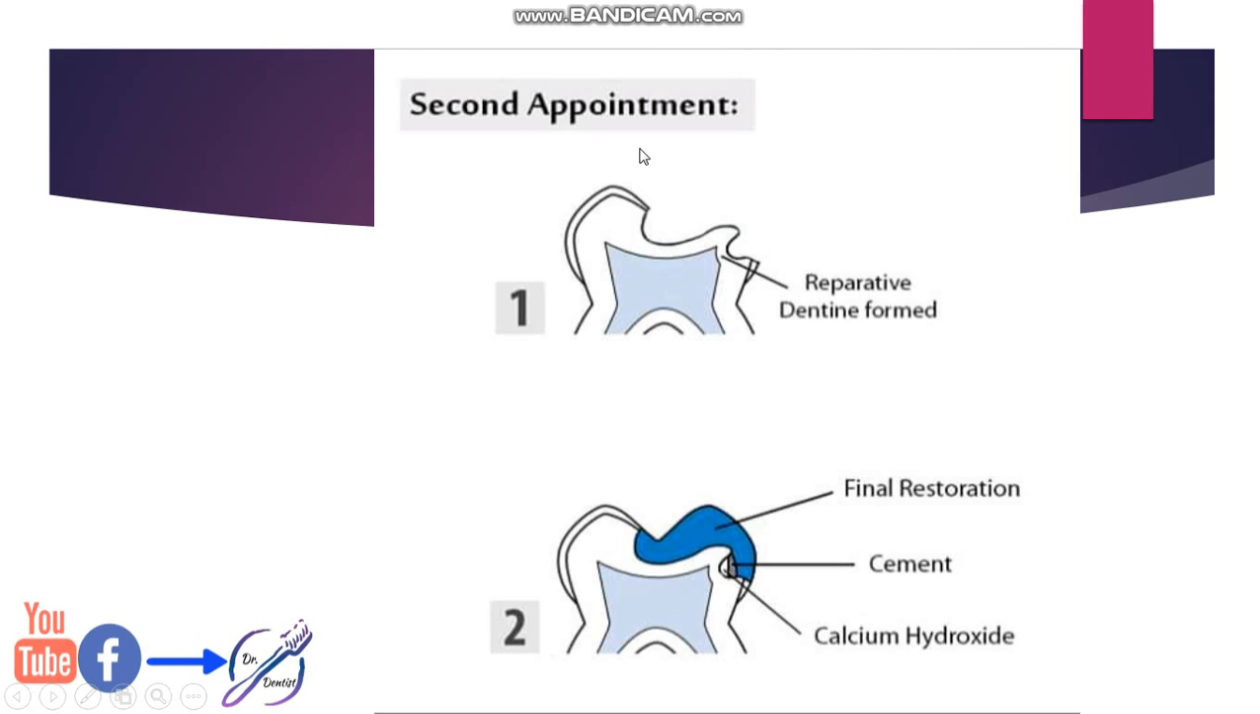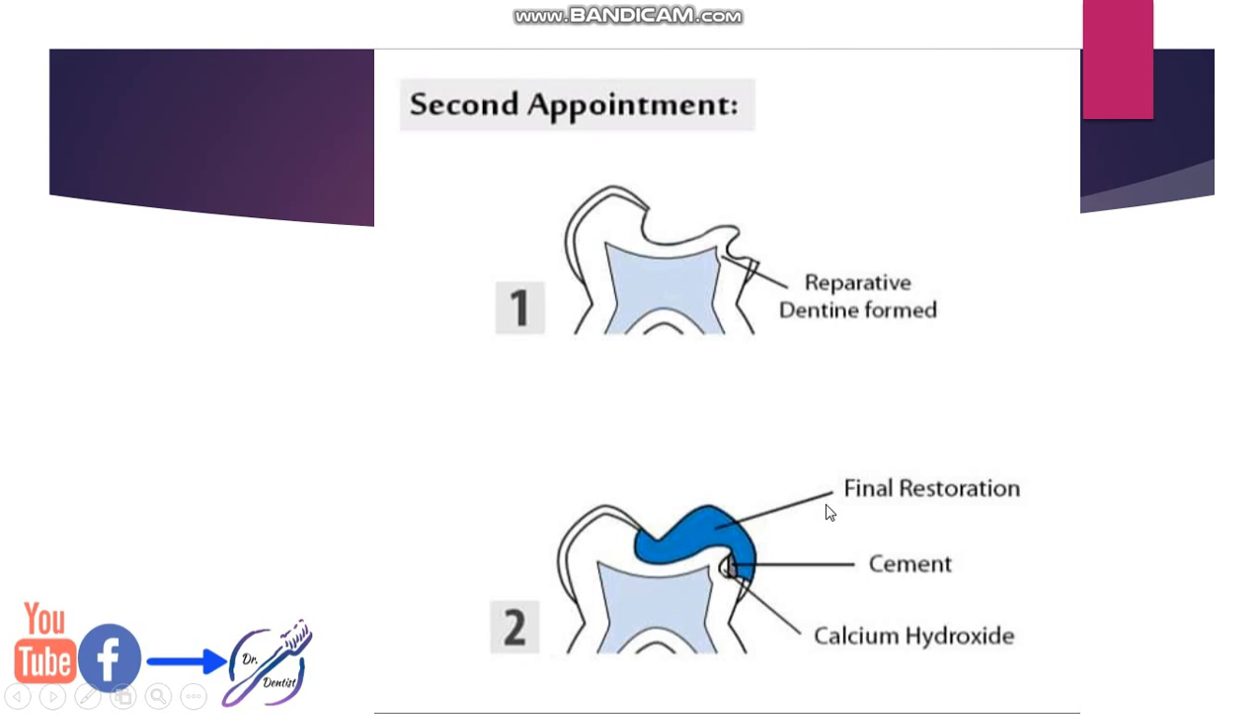In the second appointment, about 2 to 3 months later, the patient is recalled and the reparative dentine has formed. You can see it if you remove the cements and the temporary filling material. Then when that is removed, you remove the infected dentine and the soft dentine. Then you use a liner, for example calcium hydroxide. Then you use a base, a cement, for example zinc oxide, and over it you can use a final restoration, for example amalgam restoration.